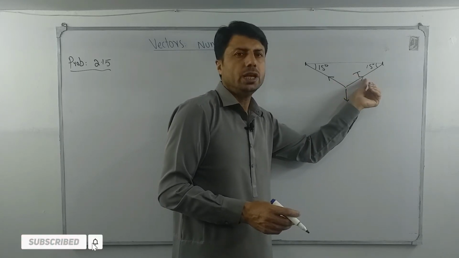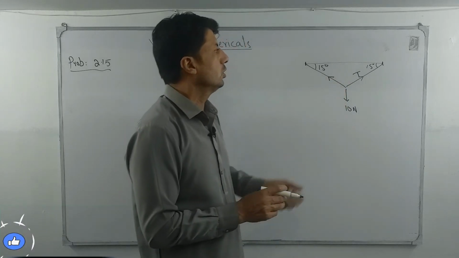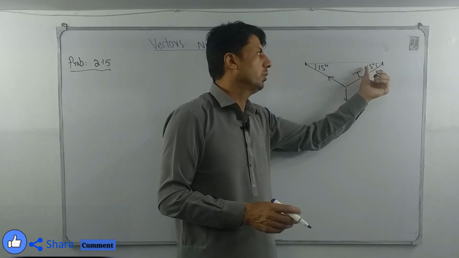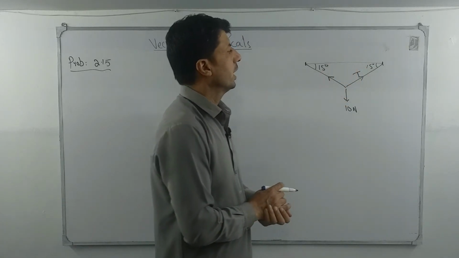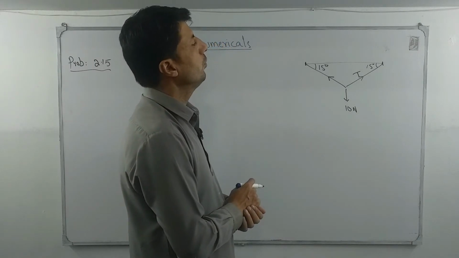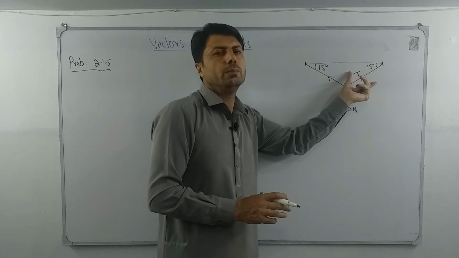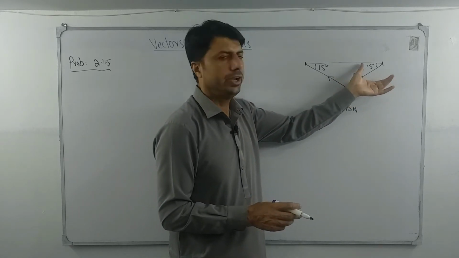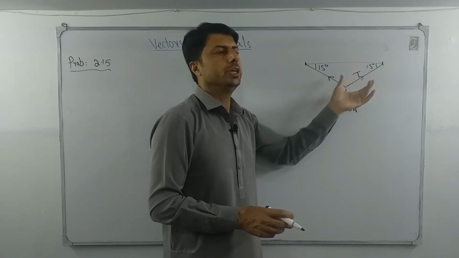Tension here will be equal to tension at this side, and the angles formed at both ends will also be equal, and that has been given here. It is 15 degrees and 15 degrees. Now, what will happen when we resolve this tension into its components? Because this tension makes an angle of 15 degrees, we can resolve it into its components.